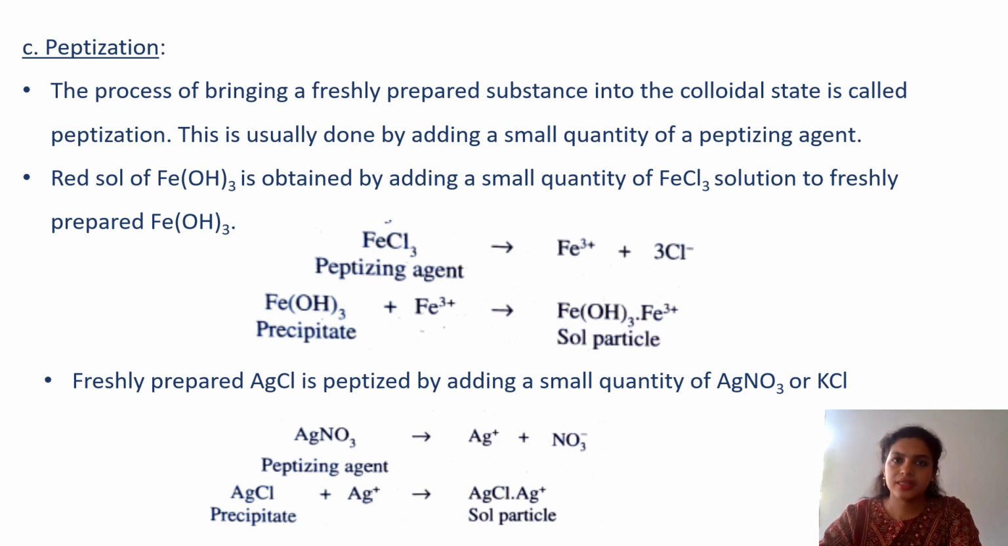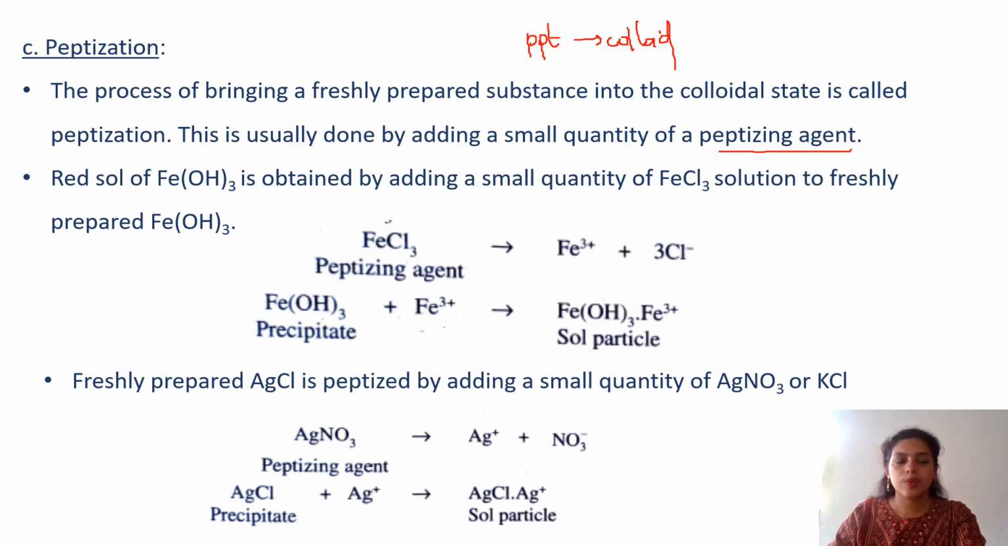And the last method which comes under dispersion methods is peptization. Peptization is the process of bringing a freshly prepared precipitate into a colloidal state. So you are converting a precipitate into a colloid here. This is usually done by adding a small quantity of a peptizing agent. Normally it will be an electrolyte and we call it a peptizing agent.